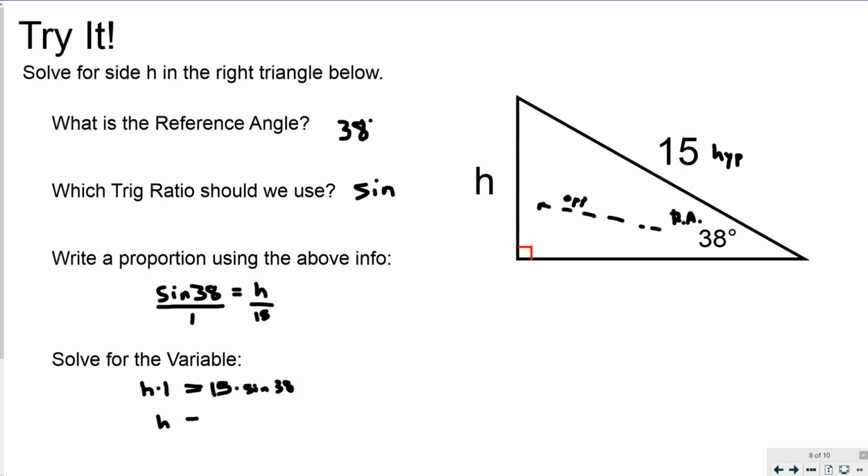On the left side of the equation, h times 1 is just h. On the right side, 15 times the sine of 38 is actually 9.23. So there it is. H in this triangle is 9.23, which we would actually say is approximately 9.2. We're going to round our answers to the nearest tenth.